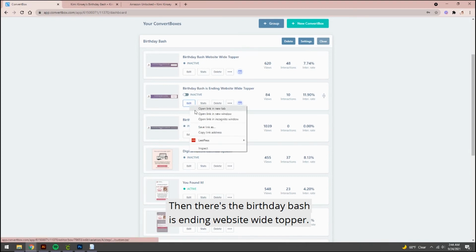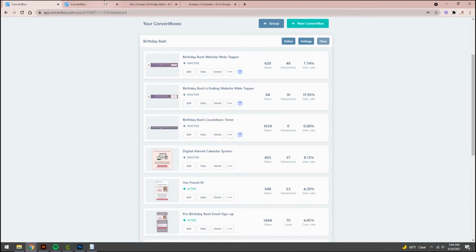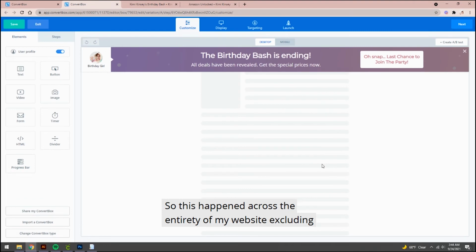Then there's the birthday bash is ending website wide topper. So this happened across the entirety of my website, excluding certain pages. So this just let people know birthday bash is ending. All the deals have been revealed. Get the special prices now. Here's your last chance to join the party. I did this on the very last day so that people knew, hey, all the deals have been posted.